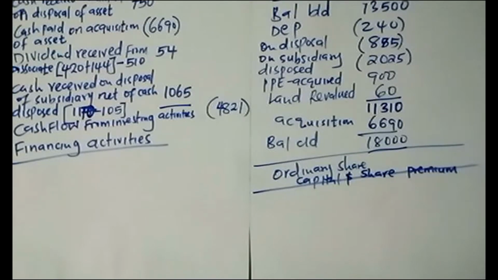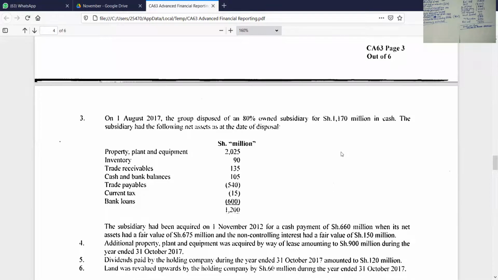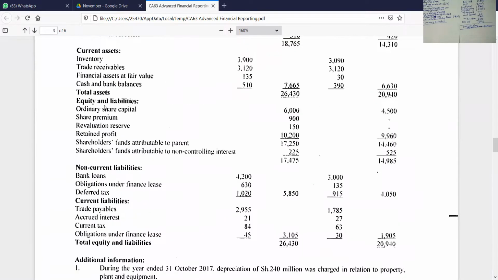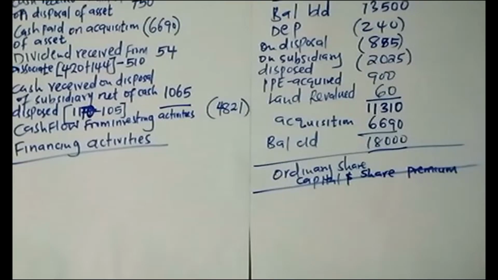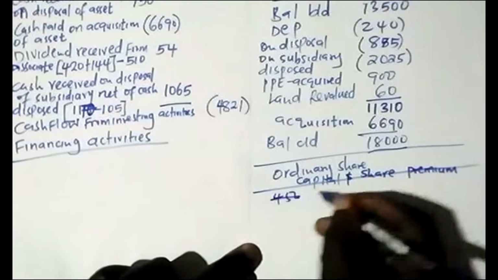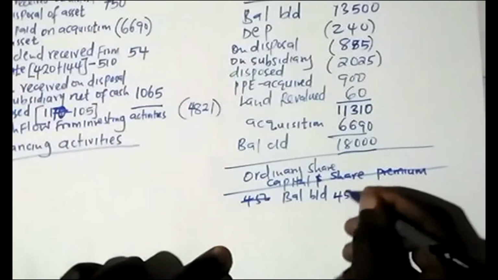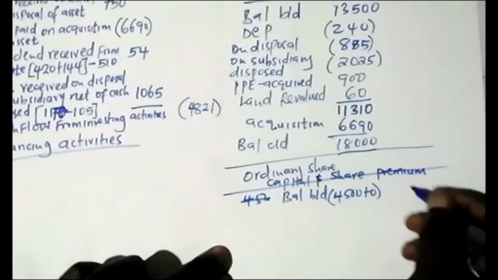Some equity components. So let's start with ordinary share capital and share premium. We check that from our question, the equity part. So I will start from equity and liabilities, ordinary share capital and share premium. So this is 4,500 plus 0, so that is 4,500. So that is the balance brought down.